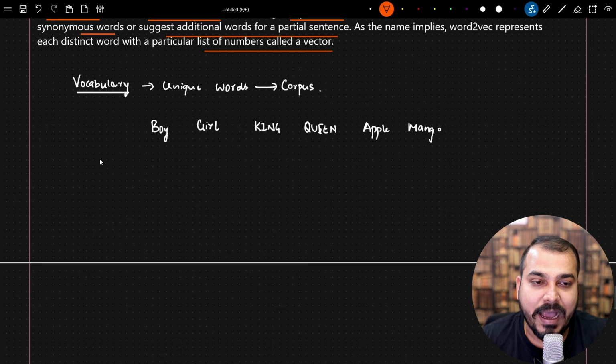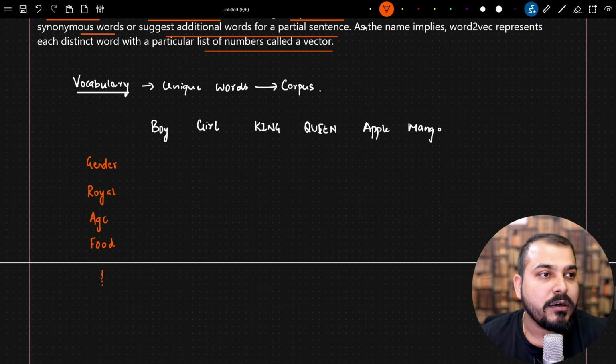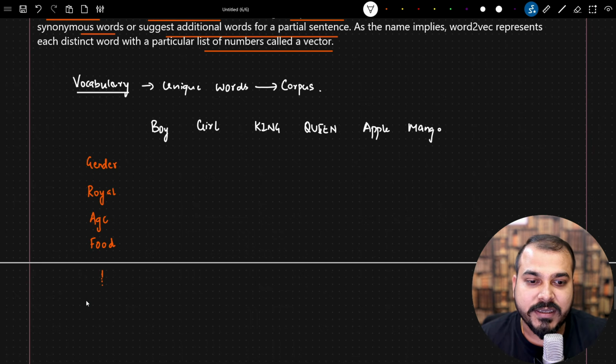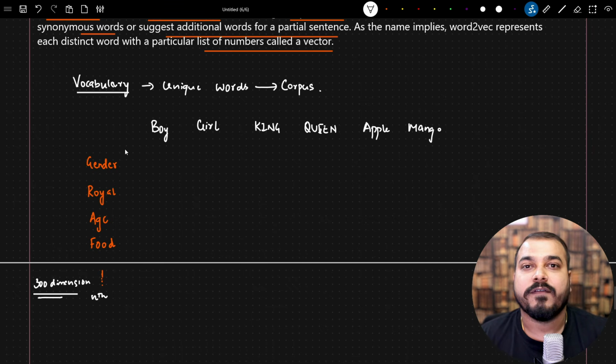So on the left hand side, let's say that I will be having a lot of features like this. So I may be having a feature called gender. I may be having a feature called royal. I may be having a feature called age. I may be having a feature called food. Like this, I will be having a lot of features. And let's say that the total number of features is basically 300 dimensions. That basically means I will be having one more nth feature over here. And the size of this entire feature set, if I count all of this, will be 300 dimensions. Let's consider 300 dimensions basically means I will be having these 300 features.